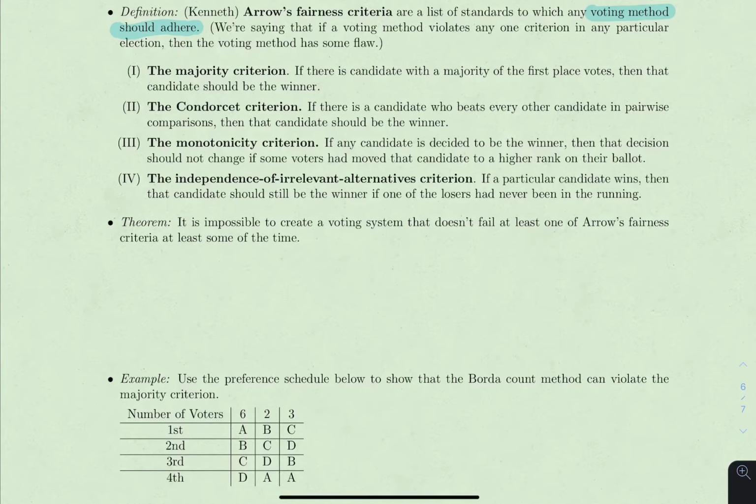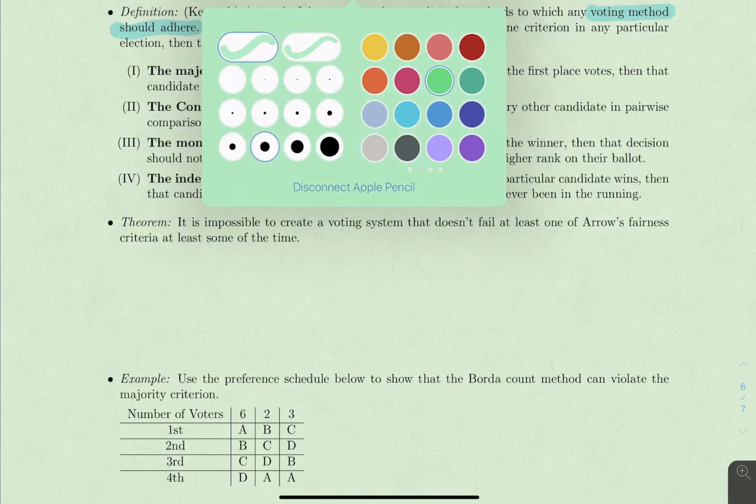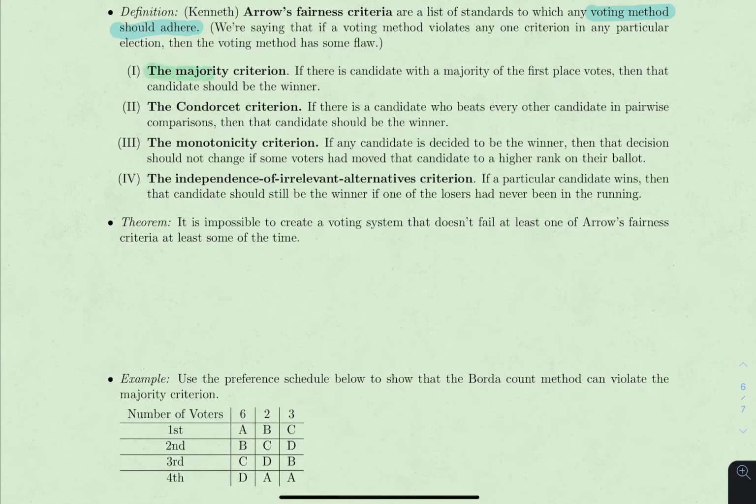The majority criterion is the first one we're going to look at here. It says that if on all those ballots that you get, some candidate has a majority of first place votes, then that candidate should win. If there are 10 people voting and 6 of them chose candidate A as their number one choice, then candidate A should just win. There shouldn't be some weird thing you can do with your voting method where in some situation A loses.